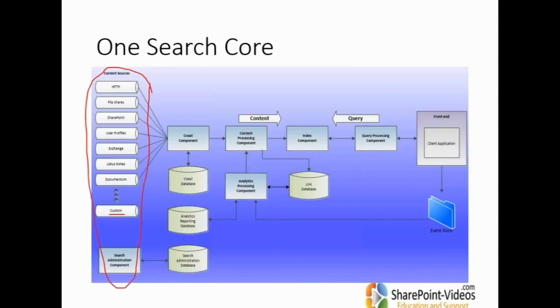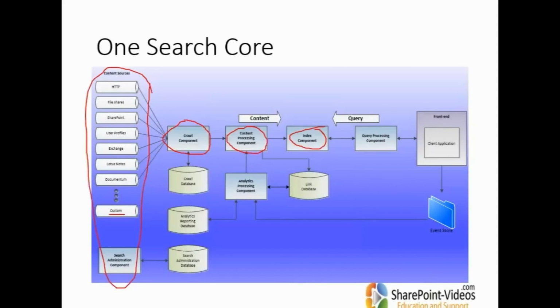The first component that is interacting with those content sources is the crawler. I'm going to explain this in much more detail, but the crawler is the component that goes to the content source, enumerates the items that have to get crawled, and collects them and passes them to the content processing component. The content processing component is the one that processes the content items, extracts the metadata, works on the linguistics, etc. And finally, those items will get indexed.